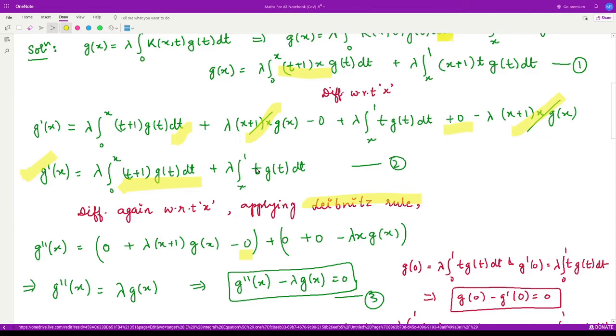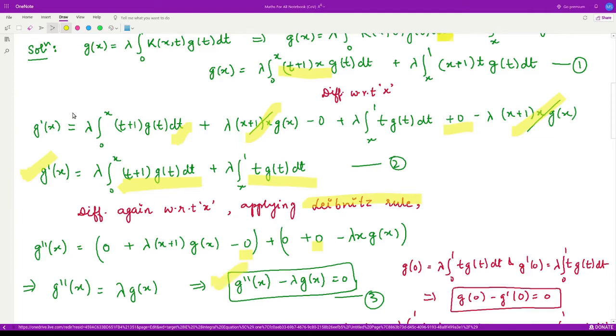Similar is the thing with the second term. Integration from x to 1, derivative of this with respect to x, there is no x, so it would simply be 0. Derivative of the constant upper limit would be 0, and the derivative of the lower limit would give lambda x g(x). So our differential equation becomes g double dash x is equal to lambda g of x. In other words, we can write it like this, right?